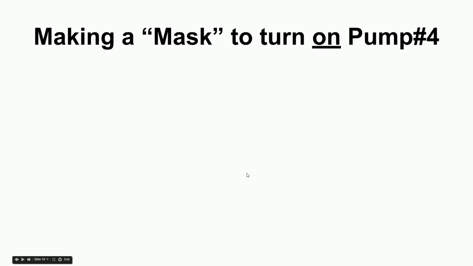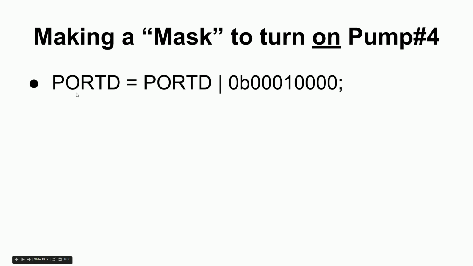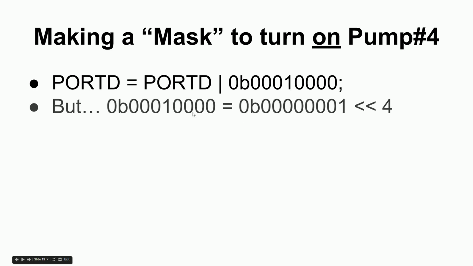All right. So let's turn on pump number 4. We were talking from the previous slide. We saw to do that, we would say port D is equal to port D ORed with our special mask where there's a 1 in the spot that we want to turn on. However, if you look at this mask for a second, this 0B00010000, it's kind of hard to see. I mean, 0, 1, 2, 3, 4. Okay, you have to count each time. That is bit number 4. So that's what we want. But you can see how you can make a mistake and miscount or something.